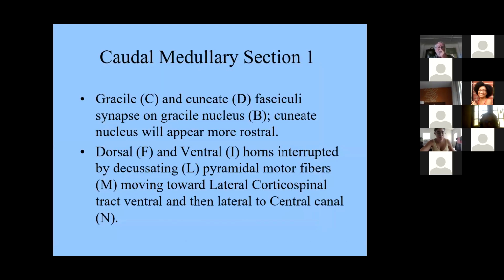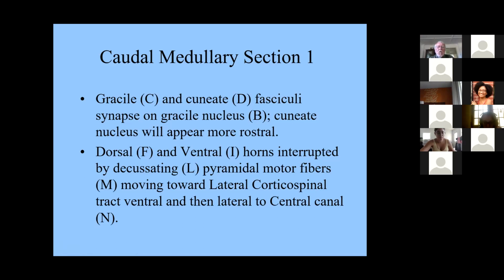So now, an important thing to look at here is that the gracile fasciculi, labeled by C, and the cuneate fasciculi, labeled by D, are going to synapse on the gracile nuclei, which are labeled as B. Now, the important thing is, in this very caudal medullary section, we don't see the cuneate nucleus much because that starts to appear a little bit more rostrally. And we'll see this in the succeeding sections.